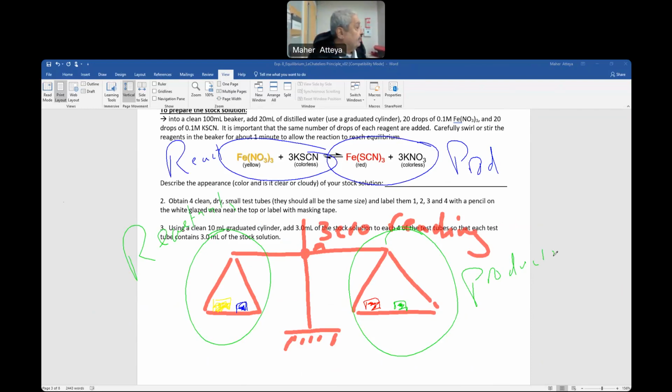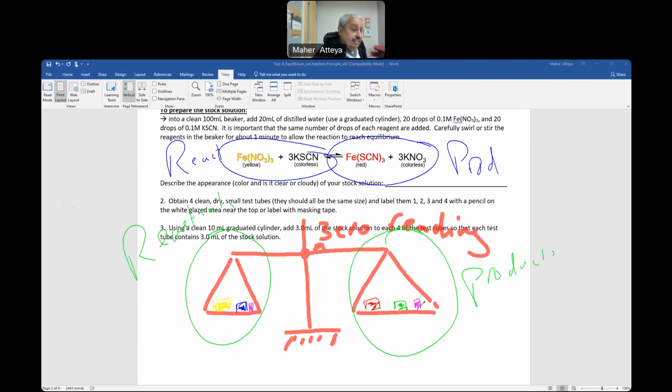What will happen if I added H2O? Ask yourself, what will happen if I add another H2O? Well, it turns out that if I added H2O here, H2O will add itself in both sides, correct? So H2O will have no effect. So the first test tube will tell you that H2O addition to both sides has no effect, correct?